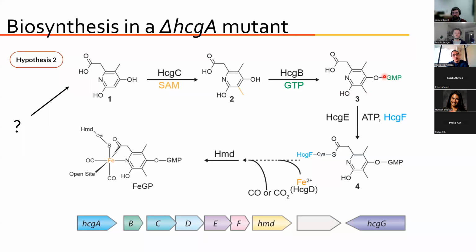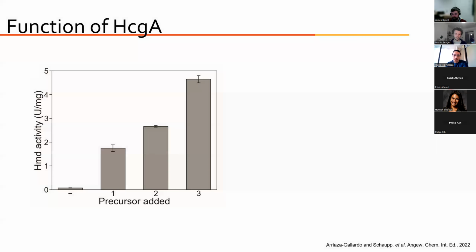An alternative hypothesis was that HcgA is involved in a step before the formation of the first intermediate, either directly or several steps behind. So a deletion of hcgA will block the production of 1. However, although there is no cofactor, we could recover the activity by feeding the chemically synthesized or purified previous intermediates. That's exactly what we did. We performed the biosynthesis assays with all the small compounds and the different precursors, and we could obtain activity from all of them, so precursors 1, 2, and 3. And there was no activity when we did not add any precursor.